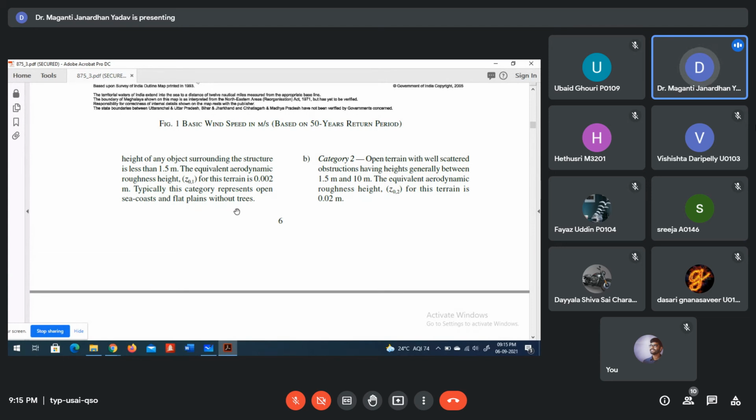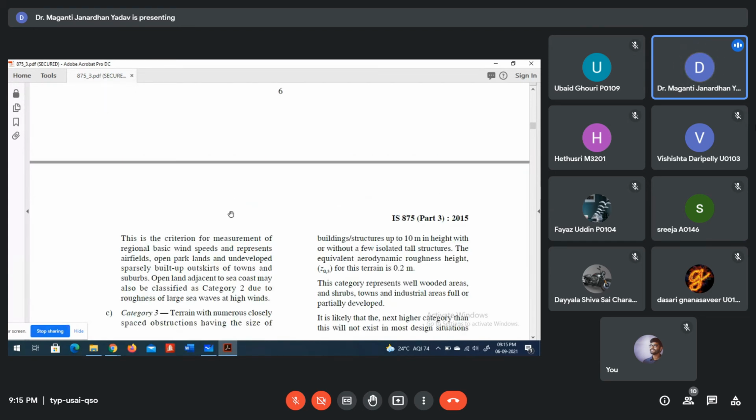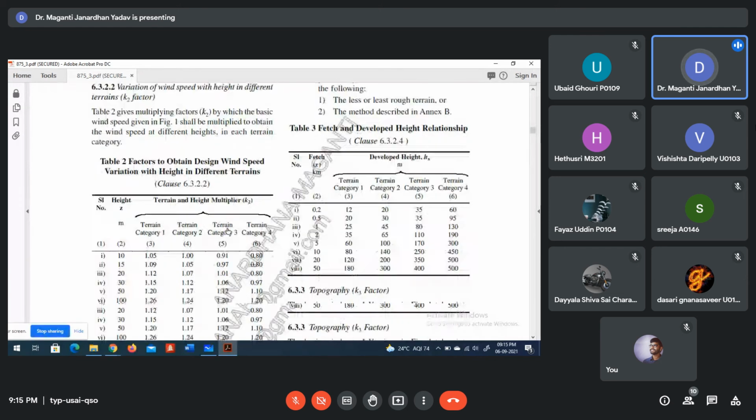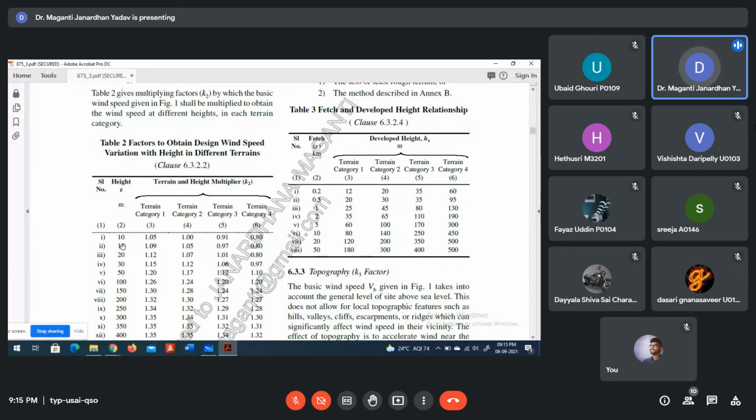Because I told you that this is on the hillock and near sea coast, I am taking this as 1.09. Did you understand? The eaves board height is 15 meters. If it is 10 meters, it is 1.05. If it is 20, it is 1.12. That is a height from the ground. Okay? Hello? Yes, sir. Okay.